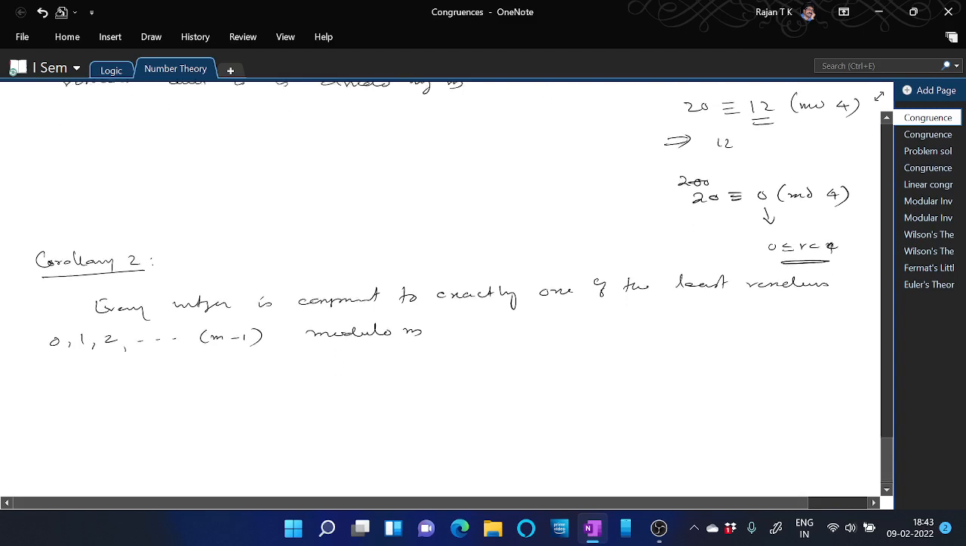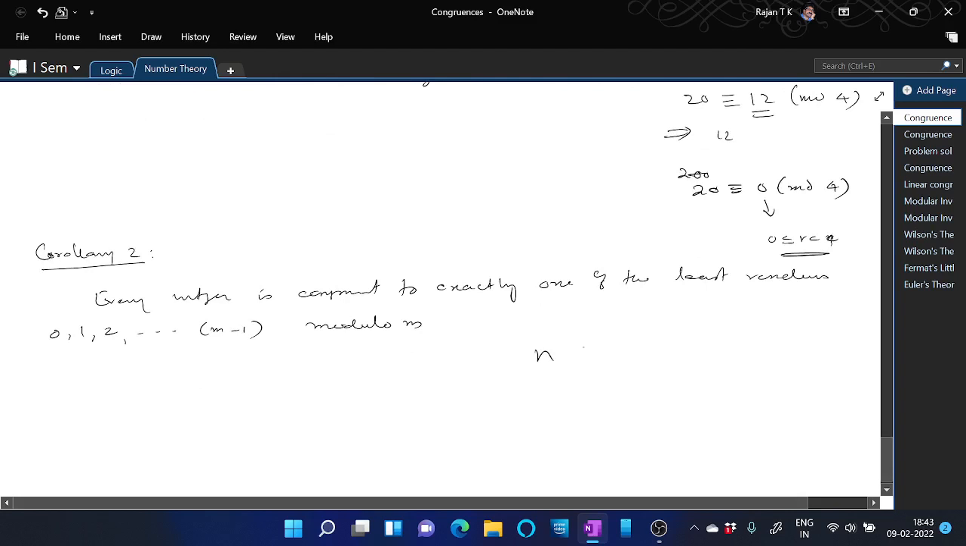So whatever integer you take, for example n, then n is congruent to some number r modulo m, where r can be 0, 1, 2, 3, etc., up to m minus 1. Every integer is congruent to one of these modulo m, because that is the remainder when n is divided by m. The remainder should be non-negative.